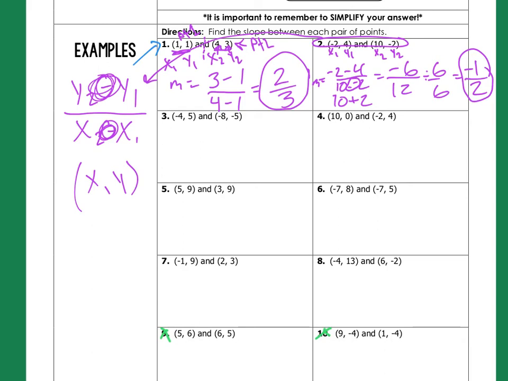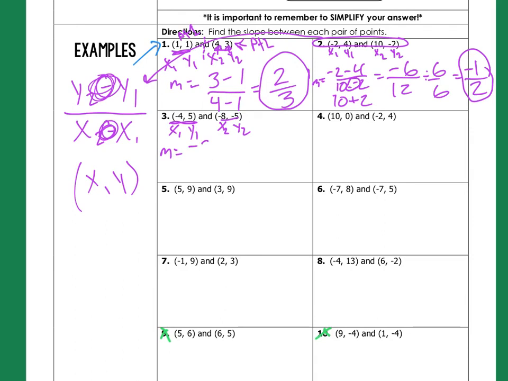Moving on, looking at number 3, trying to pick up the pace just a little bit. We're almost halfway there. Number 3 says (-4, 5) and (-8, -5). Let's label these. Here's my first point, so that's x1, y1. This is my second point, so I say x2, y2. Now plug these into the formula.